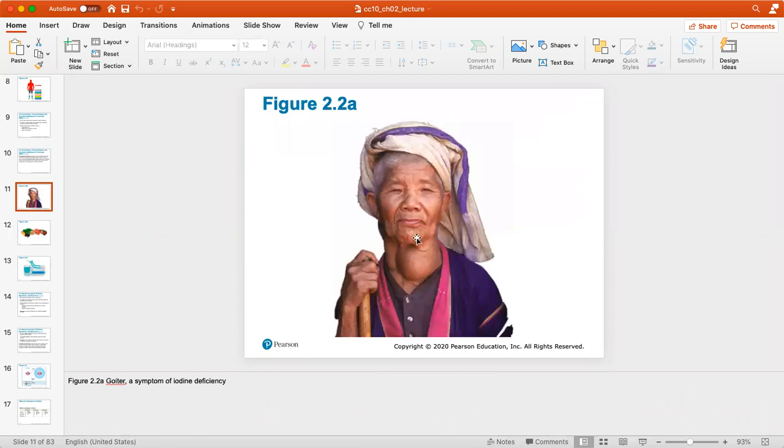Here's a look at a goiter in the throat of this woman. And a goiter is usually symptomatic of an iodine deficiency. It affects the thyroid gland, which is located in your neck. And a goiter will sometimes just be an example of an overactive thyroid gland. So it'll form kind of a bulging area in the neck.